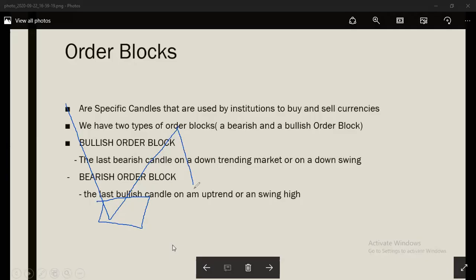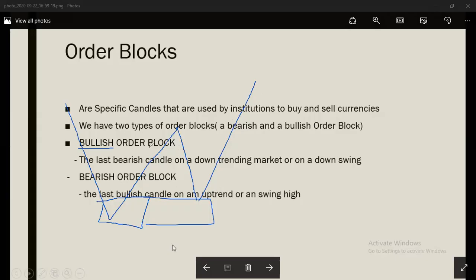When price comes back to that order block, price is coming back to pick orders, to pick buy orders. That's why we say bullish, buy orders. Once they pick up the orders, price goes up. So the bullish order block is going to push price up. That's the bullish order block.